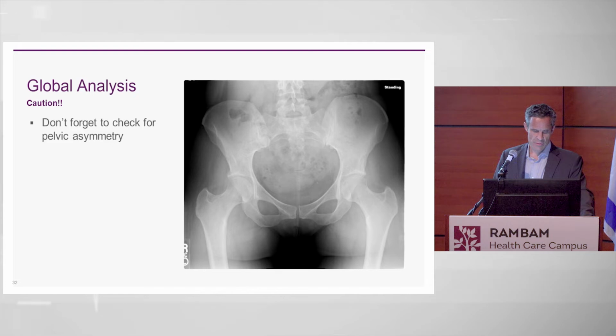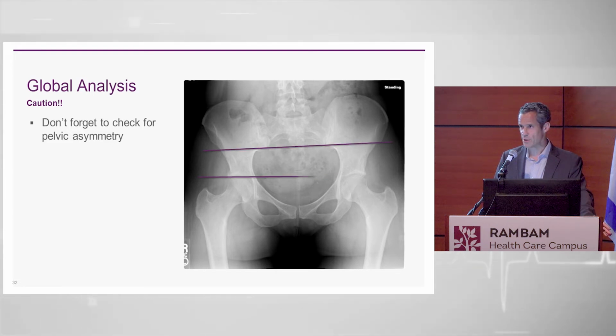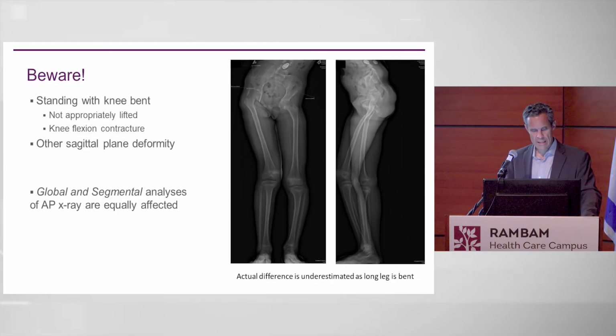So in summary, for the global analysis, don't forget to check pelvic asymmetry. It can be subtle. It's not necessarily noted. Draw 2 parallel lines, and then you're good to go from the femoral heads. Another pitfall is to be aware that the patient is standing with one knee bent. And when you see an AP x-ray that looks like this, where one leg is so much shorter than the other leg, you automatically suspect that the patient may have been bending a knee, because how could anybody stand with that much pelvic obliquity? And so you want to look on the sagittal plane and measure your segmental lengths on the sagittal plane.